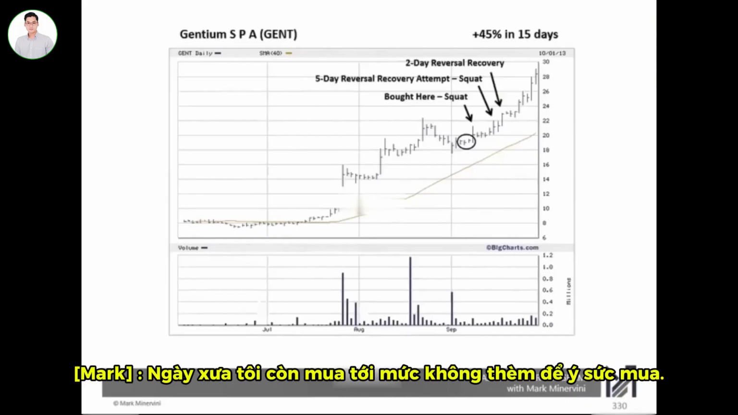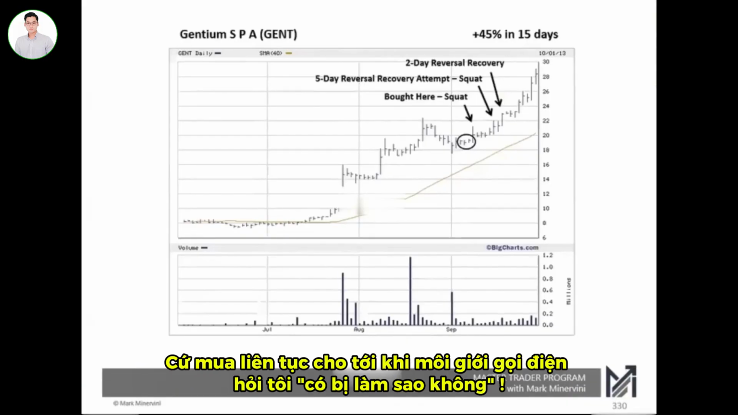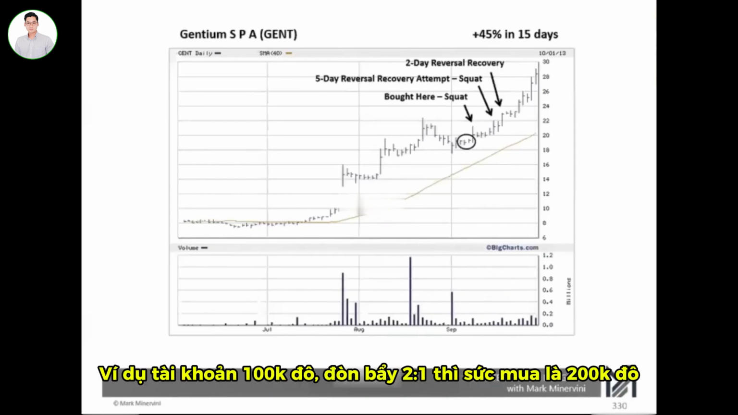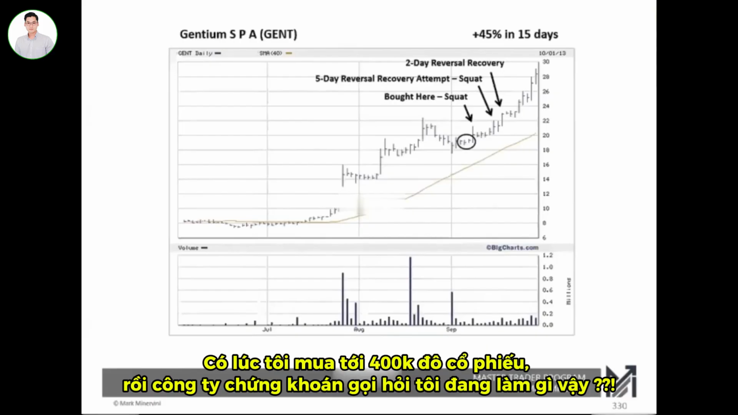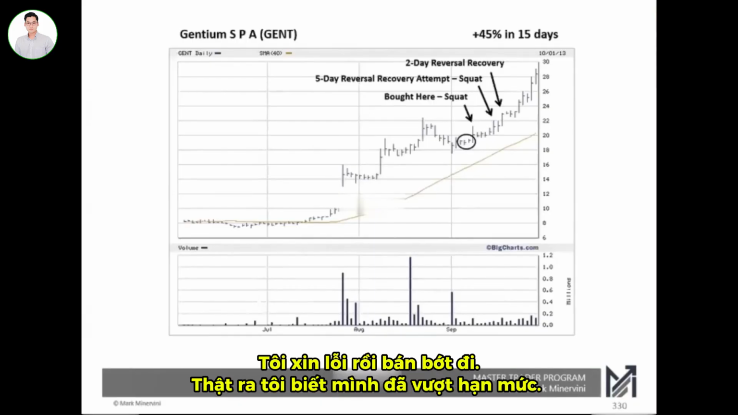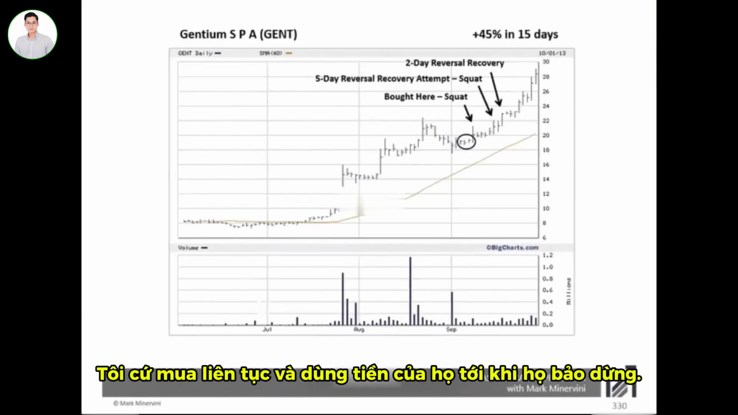I actually used to buy and buy as much as I could until I got a call from the brokerage firm. I got a Fed call, and they'd say, "What are you doing?" Back then, it was very different than now. The computers didn't track things. You could literally buy way above what your buying power was. So let's just say a $100,000 account, 2-to-1 margin, 200 grand. I'd buy sometimes $400,000 worth of stock, and then they'd call up and say, "What are you doing?" "What do you mean? I'm trading." "Yeah, but you're way above your limit." "Oh, I'm sorry." And then I'd sell it off. I knew I was way above. I just kept buying and buying, saying I'm going to use their money today until they give me a call and tell me to stop.